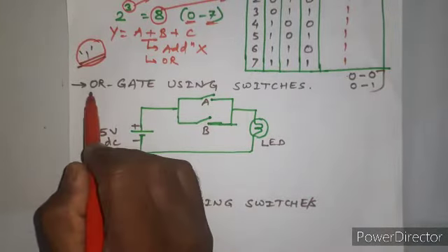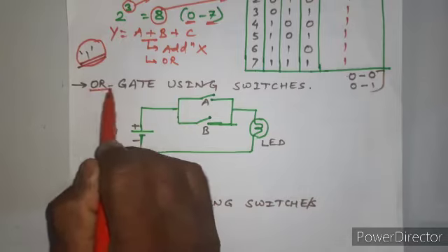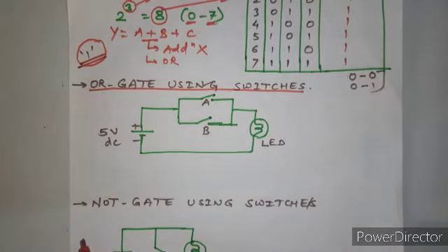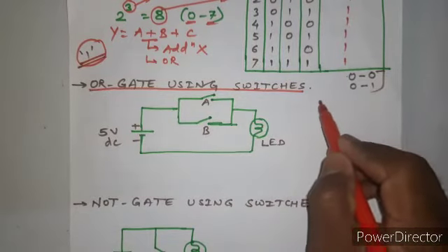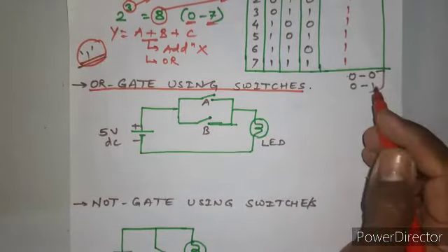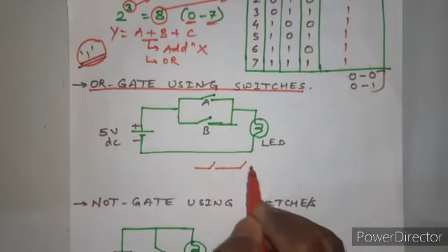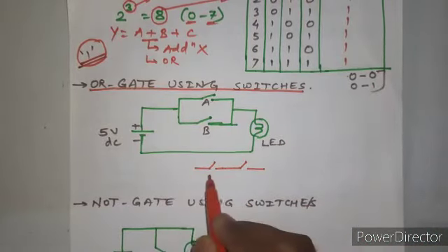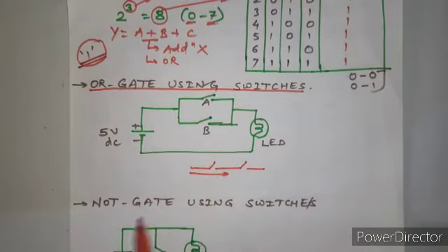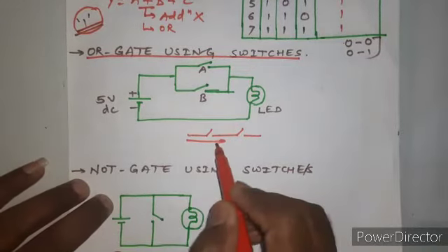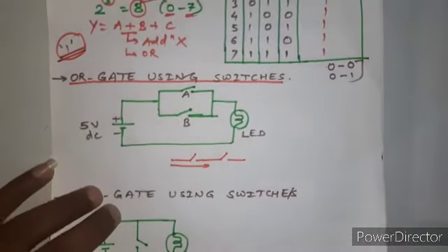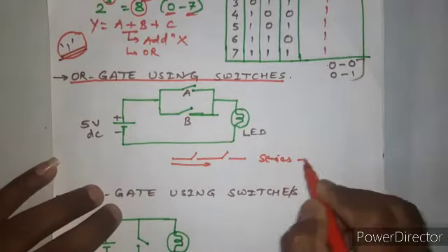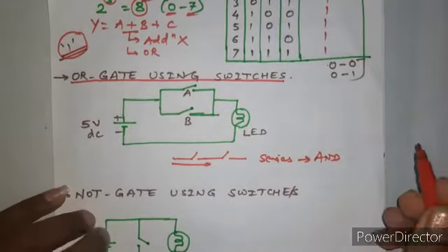Next, the question I left you with was the OR gate using switches. Now here we want to perform the OR operation. In the AND operation, we have seen that the switches were connected in series to each other. In series means the same current will flow. The current flows in this direction through both switches, so that is why they are in series, and this we have seen for the AND gate.